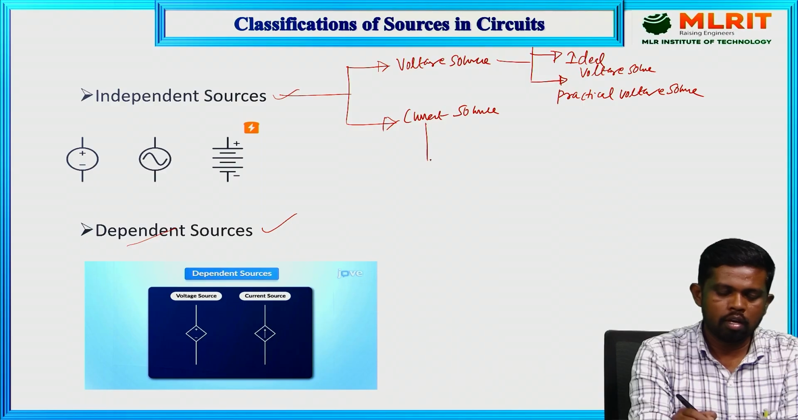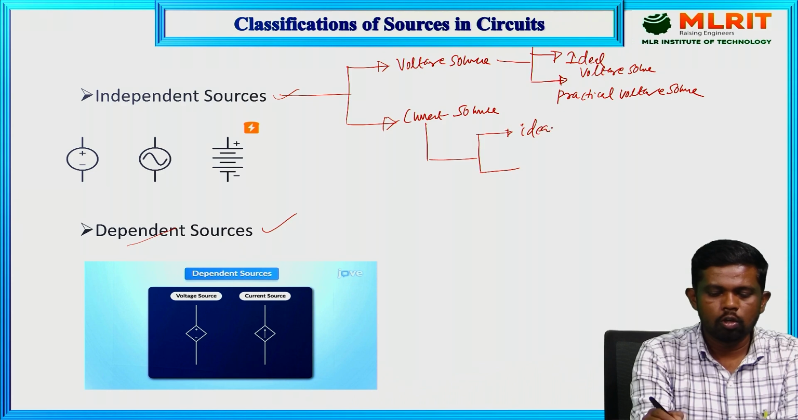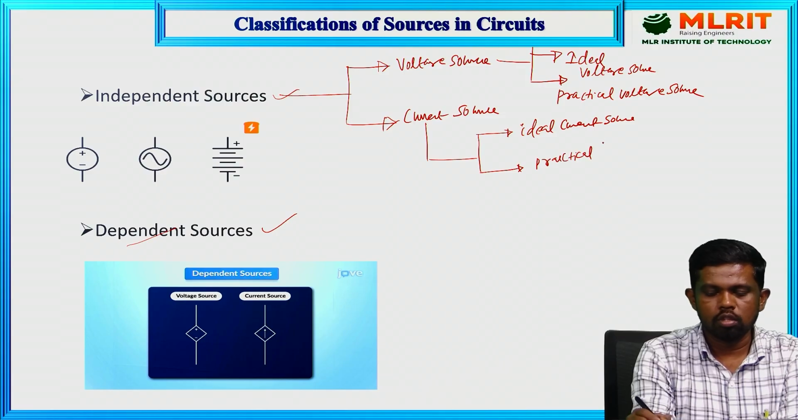There is also a further classification in the current source: ideal current source and practical current source. So these are the types in independent sources.